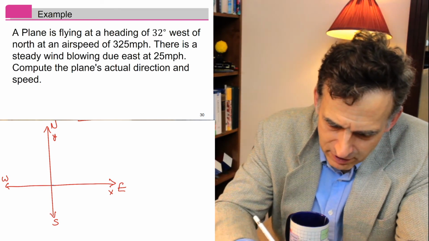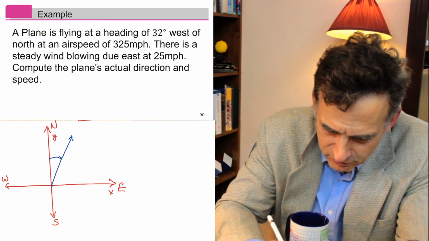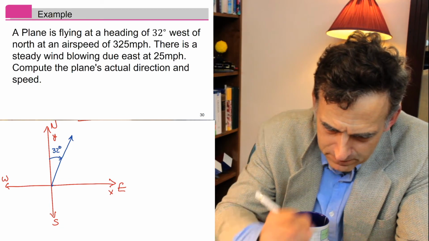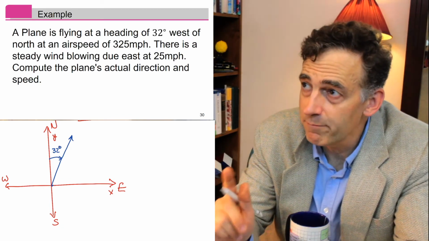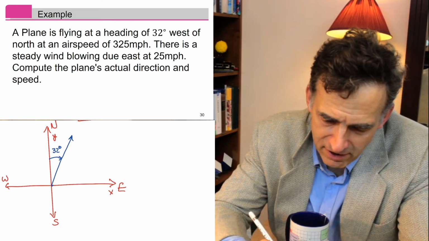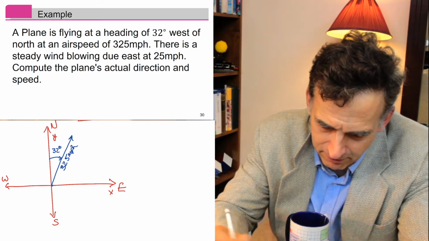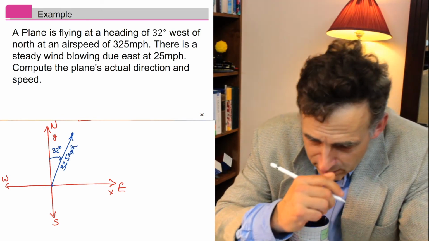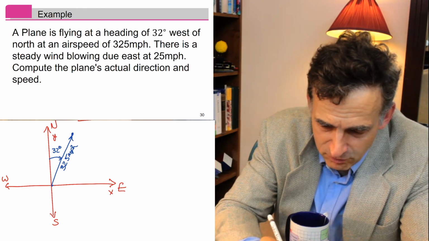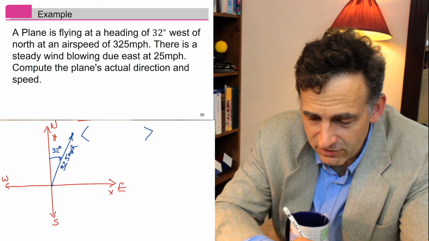Okay, so moving on, we have this angle. This is 32 degrees. So that's the direction of the plane, and it tells us that the magnitude or the airspeed is 325 miles per hour. So it would be kind of nice to know the actual component version of that vector.